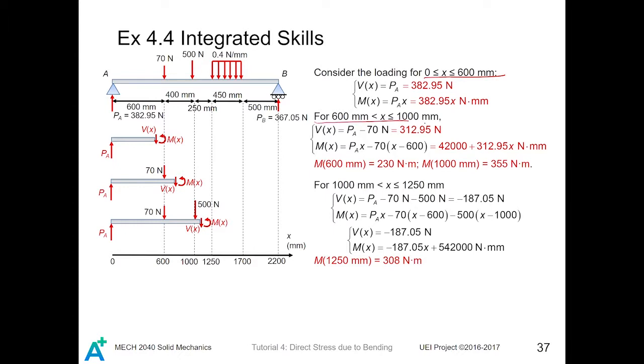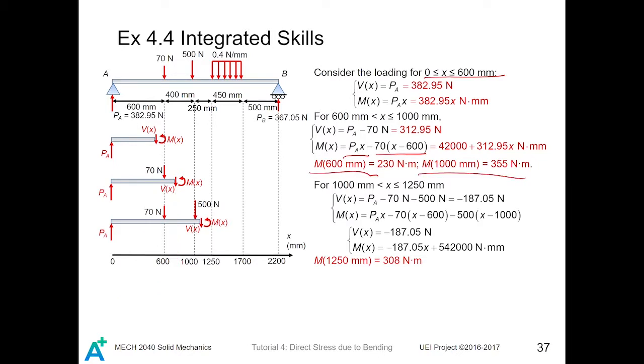For 600 to 1000, the shear force is given by PA minus 70 Newtons, while the moment is given by PA X minus 70 times (X minus 600). So here is 600 and this is the X. The 70 Newton force will provide an arm of X minus 600, and the force PA will generate an arm of X. So consequently, you can rewrite the moment and the shear force equations in those forms. Then you can find the moment at this position and this position as well.